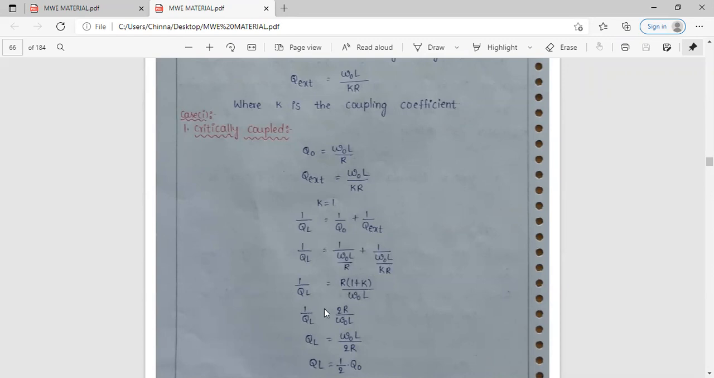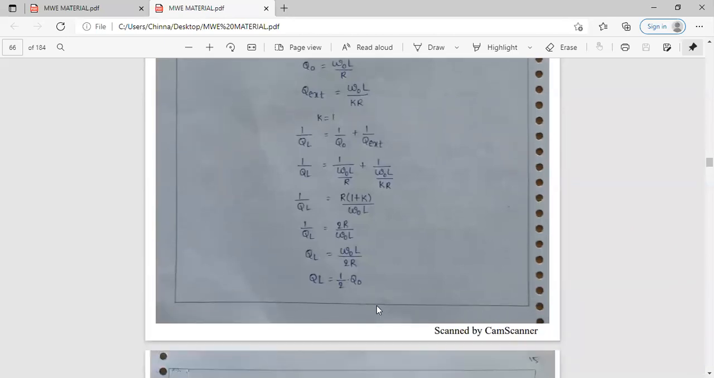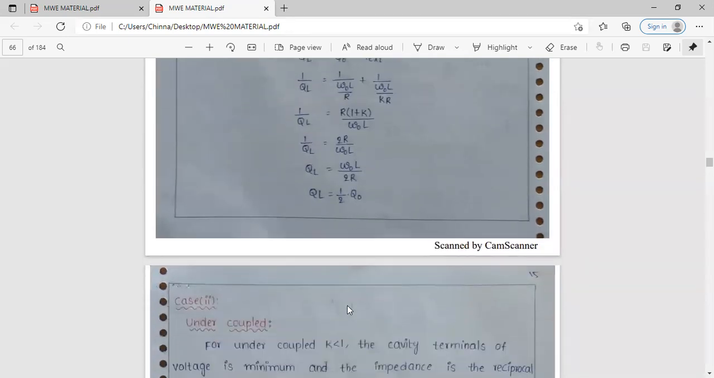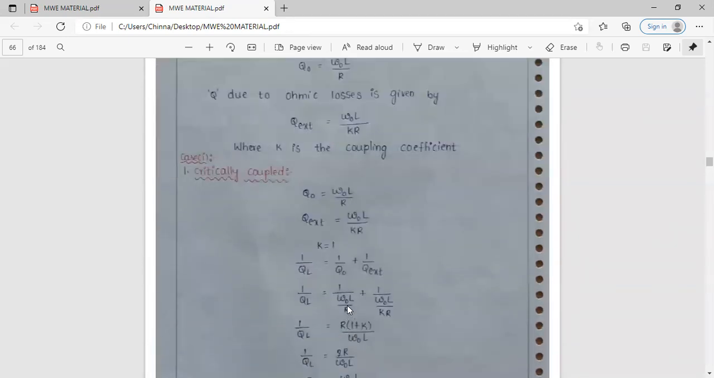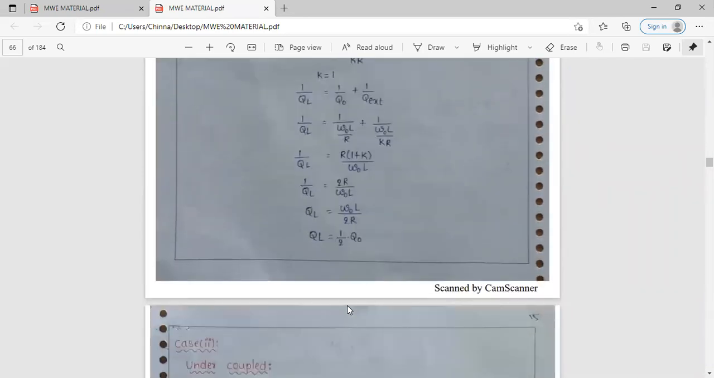So finally we can obtain, with K equal to 1, that the final value is 2R by omega naught L. So QL is equal to omega naught into L by 2R. So QL is equal to 1 by 2 into Q naught. That is the formula for the critical coupled condition: QL is equal to half into Q naught. That is the critical coupled.